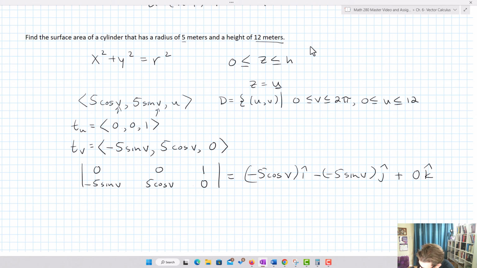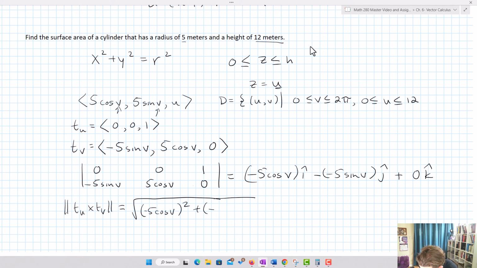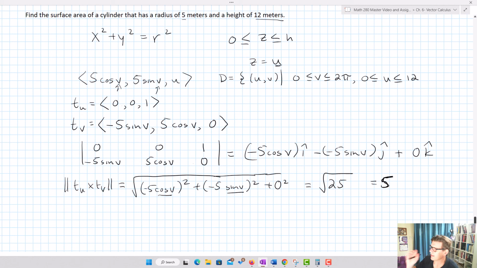plus, and we're going to end up with 0 k. Take its magnitude, so the magnitude of tu cross tv is going to end up equaling the square root of negative 5 cosine v squared plus negative 5 sine v squared plus 0 squared. And notice that this is going to be cosine squared v and sine squared v. That's going to end up equaling the square root of 25, which is just going to end up equaling 5. Which makes a lot of sense, right? Okay, because you're looking basically at the area of the tangent plane for the entire space, so that's going to end up being 5.